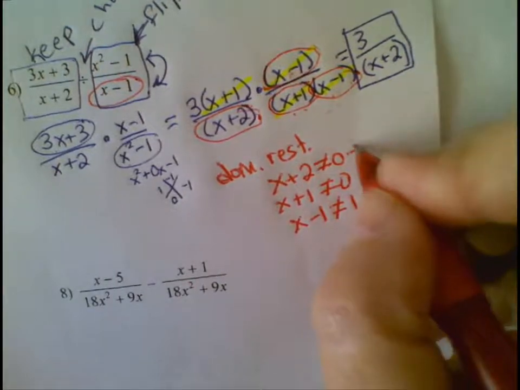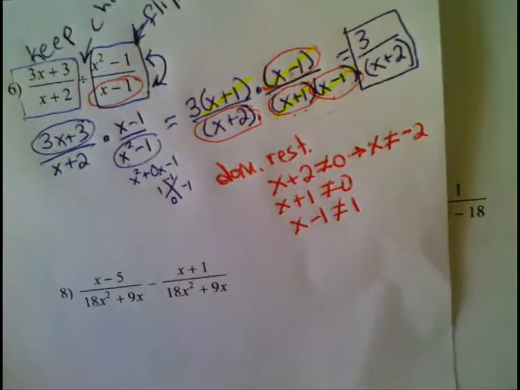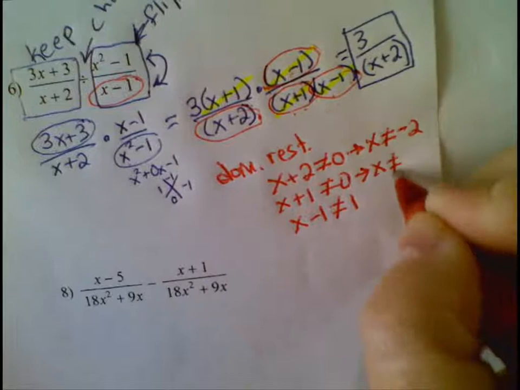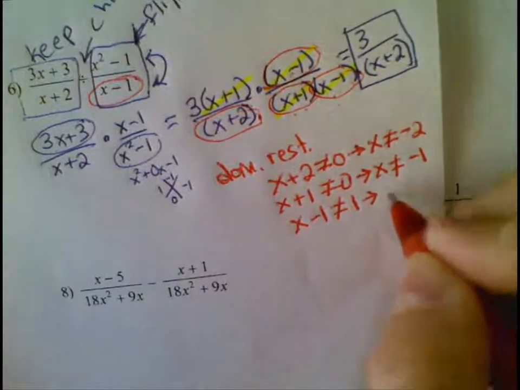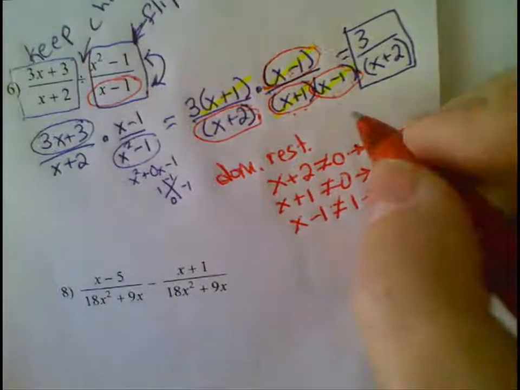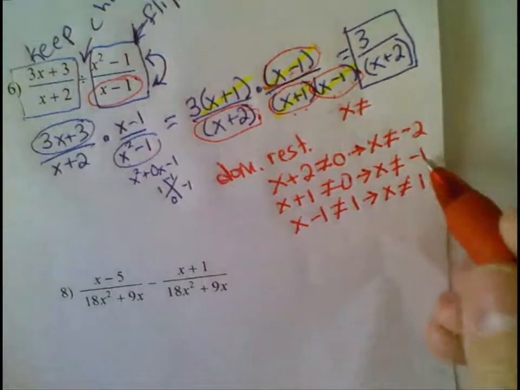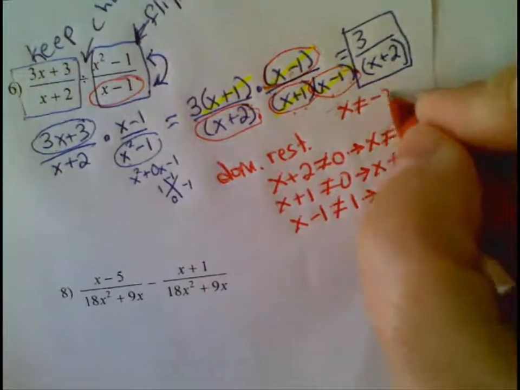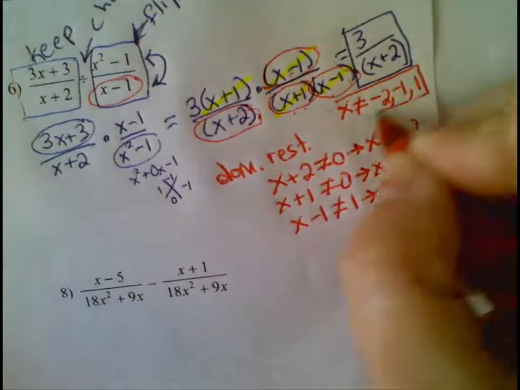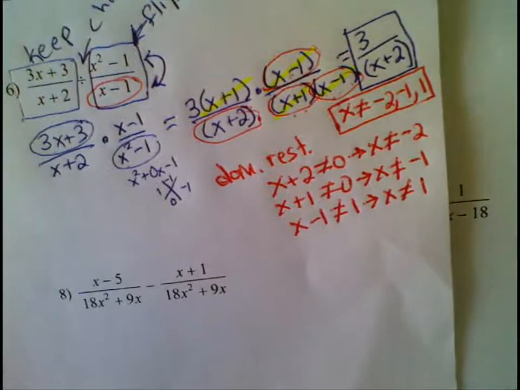All right, we solve each one of those. First one we solve by subtracting 2, so we get x not equal to -2. This one we subtract 1, so we get x not equal to -1. And this one we add 1, so we get x not equal to +1. So our domain restrictions summarized are x not equal to -2, -1, and 1, which is also part of our answer. We're really not done until we've done the domain restrictions, so I boxed that up as well.